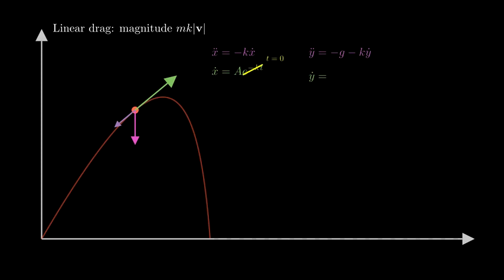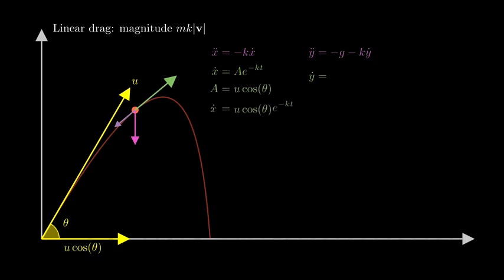But at the very beginning, it's the same as the case with no drag. If the ball was thrown at initial velocity u and at an angle of theta, the horizontal velocity would just be u cos theta. So that's what x dot equals when t equals 0. And that tells us that a must just be this initial horizontal speed u cos theta. And we would get x dot equals u cos theta times e to the negative kt.